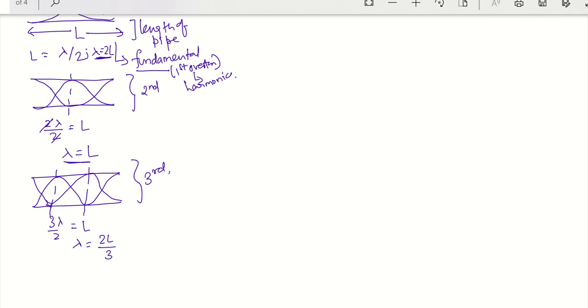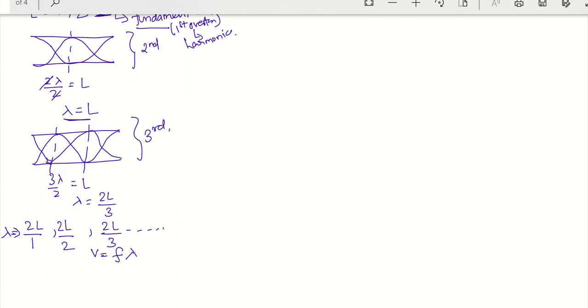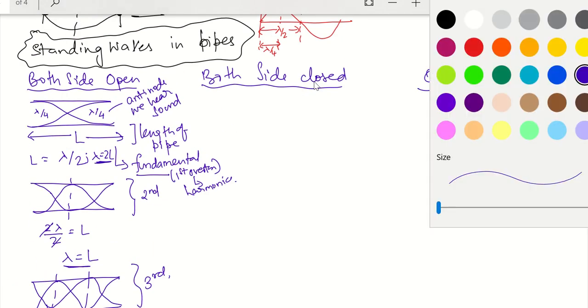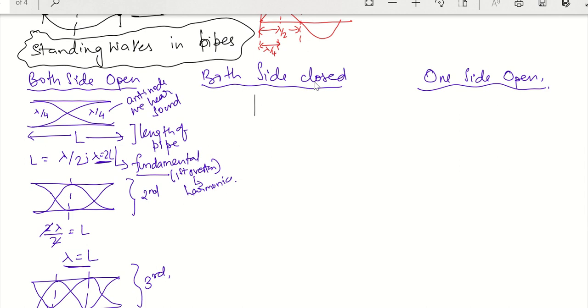Now if I bring down all of them, I will see that the first lambda was 2L, then it was L, then it was 2L by 3, which means I can write 2L by 1, 2L by 2, and then so on. Okay, this is how we write. And then the speed of this wave will be v equals f lambda, where f is the frequency. Now coming to the next one. If we talk of the next one, both sides closed, then it is exactly the same as that.